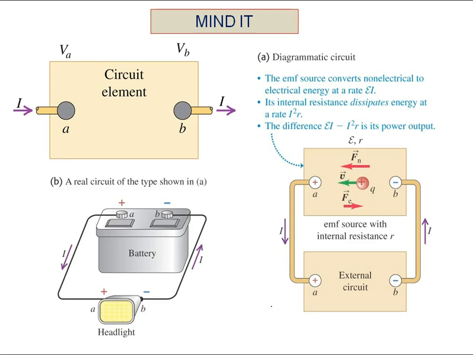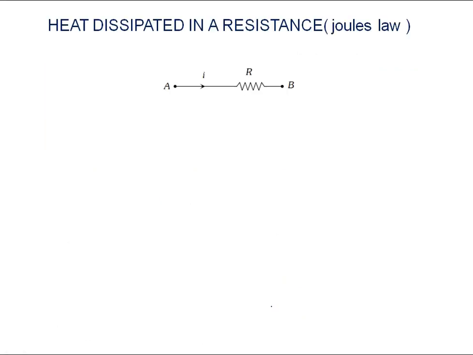The main thing is this difference, EI minus I square R, is the power output. The EMF source converts energy at a rate EI, which we have discussed, P equal to EI, and the internal resistance dissipates energy at the rate of I square R. So this difference is the power output by the battery, that is EI minus I square R.